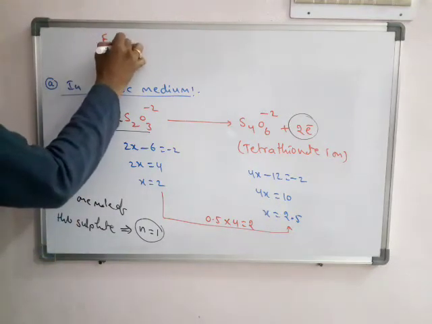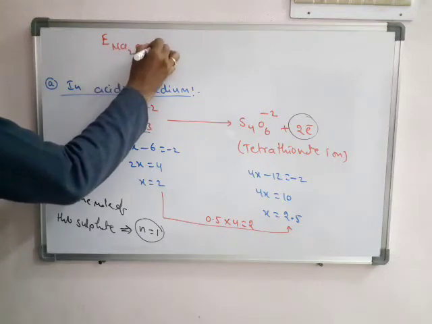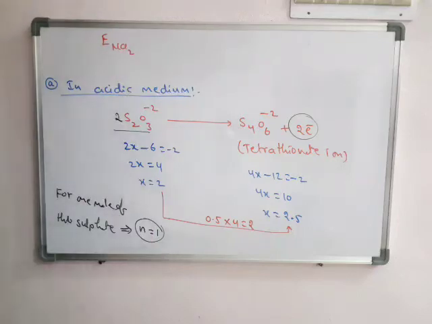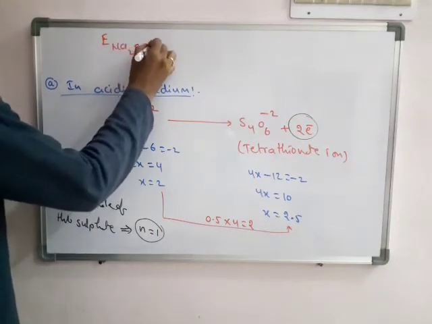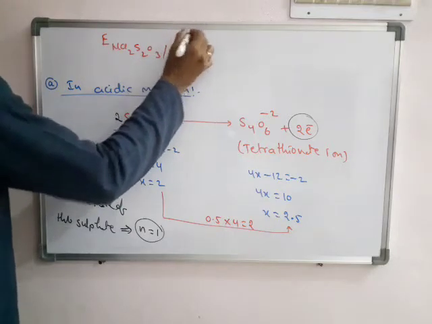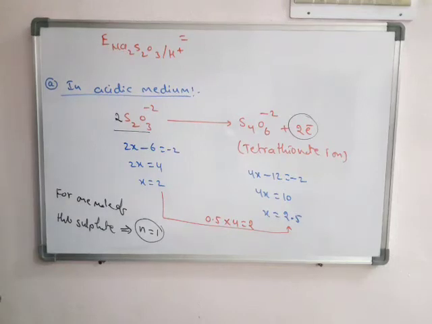So the equivalent weight of sodium thiosulfate, Na2S2O3, in acidic medium. This oblique H plus indicates acidic medium.